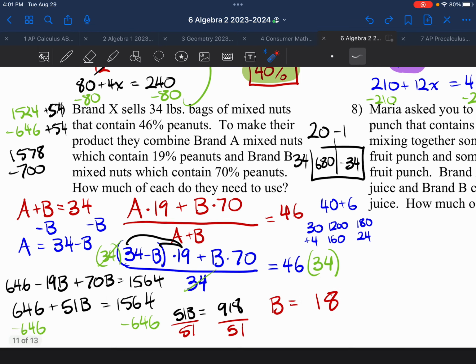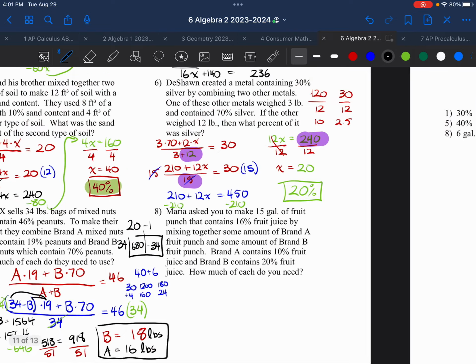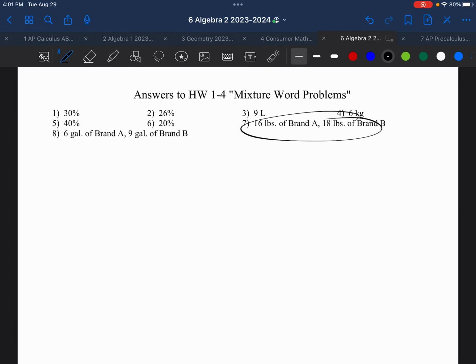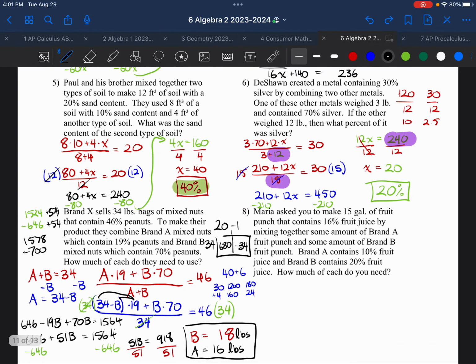16, right? So therefore A is 16. A is equal to 16, and these are both pounds, so LBS. I think that's the right answer. I vaguely remember the answer, and I think they're both even: 18 and 16. 18 of B, 16 of A. Is that what I got? 16 of A, 18 of B.